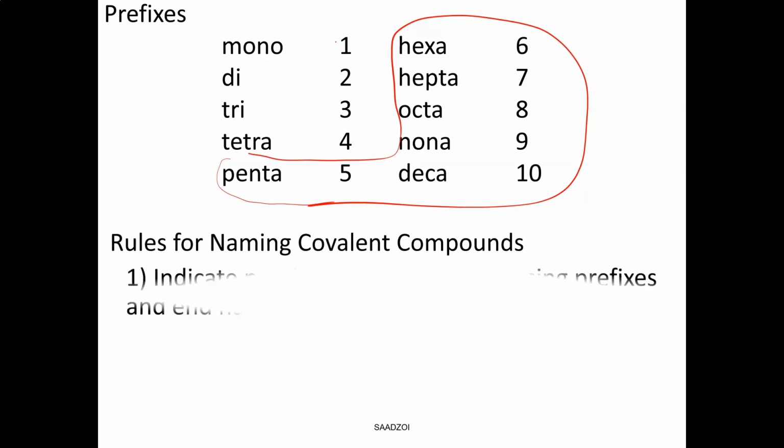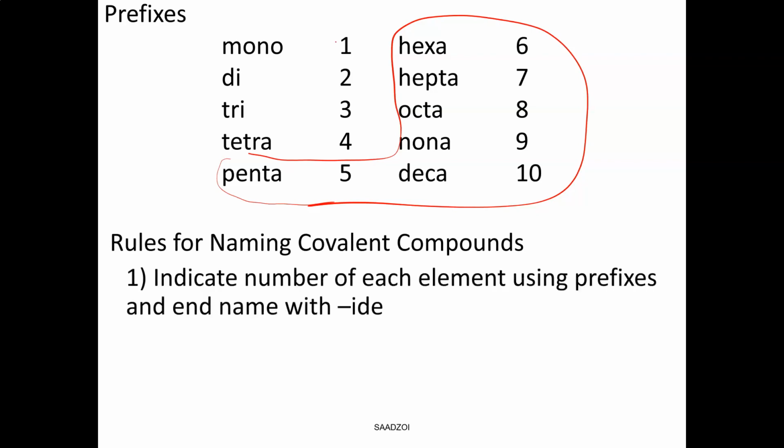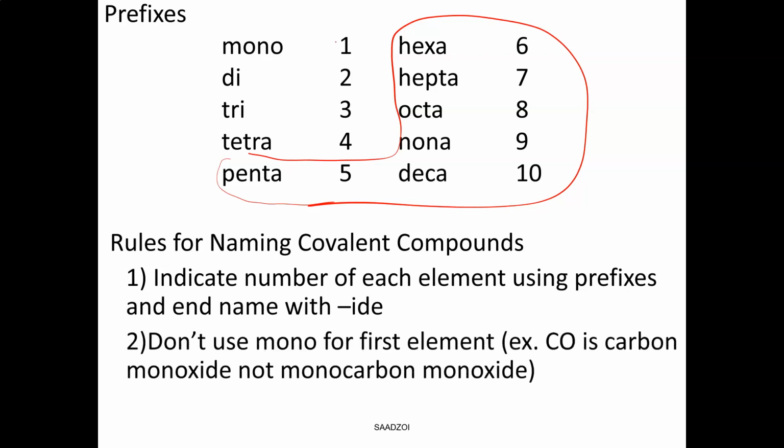So here are the rules. Rule number 1, indicate the number of each element using prefixes and end the name with IDE. Rule 2, don't use mono for the first element. So CO is carbon monoxide, not monocarbon monoxide. You never use mono at the beginning of the name, ever. You can use it for the second, but not the first.